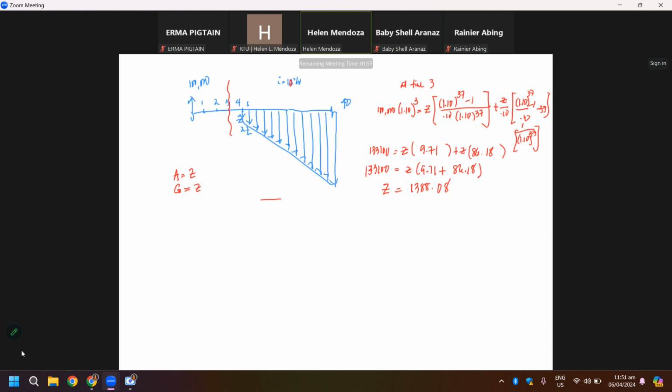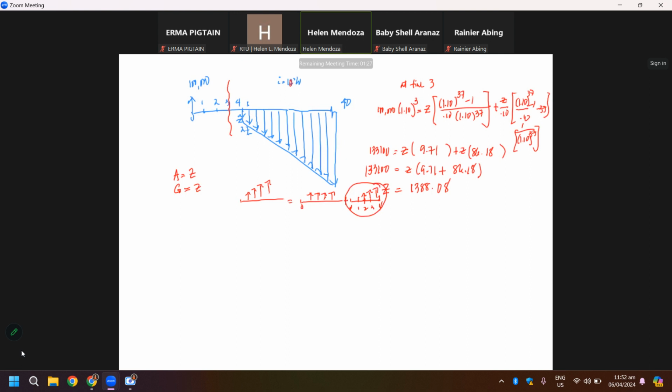I-recall niyo ha, ito. Di ba na ganito tayo. Tapos sabi natin, ito, 1, 2, 3, 4. Plus, ito siya, di ba? 0, 1, 2, 3, 4. So, walang value yung 1, tapos meron tayong G, 2G, 3G. Ito siya, di ba? Para magamit mo ang gradient series.